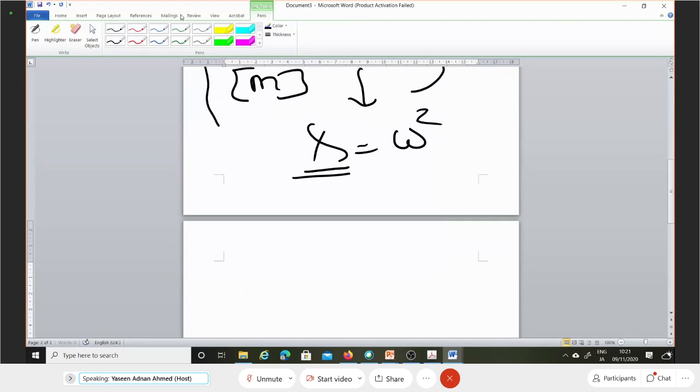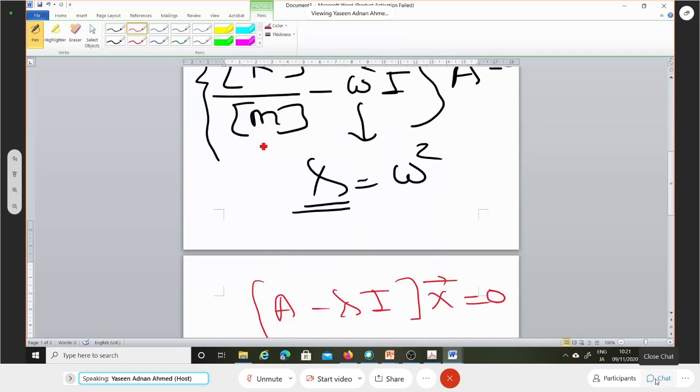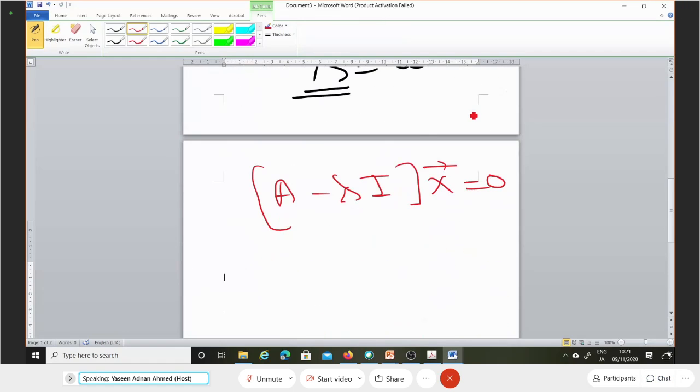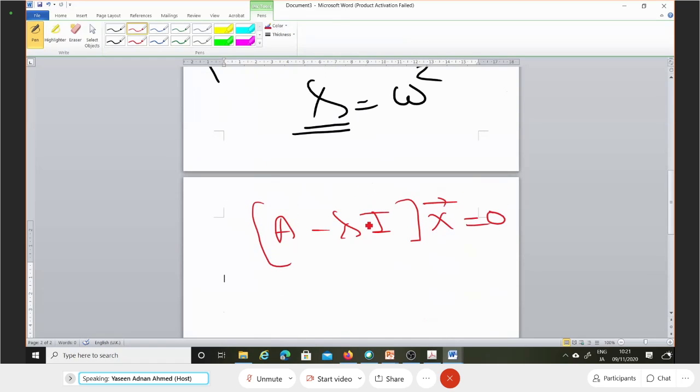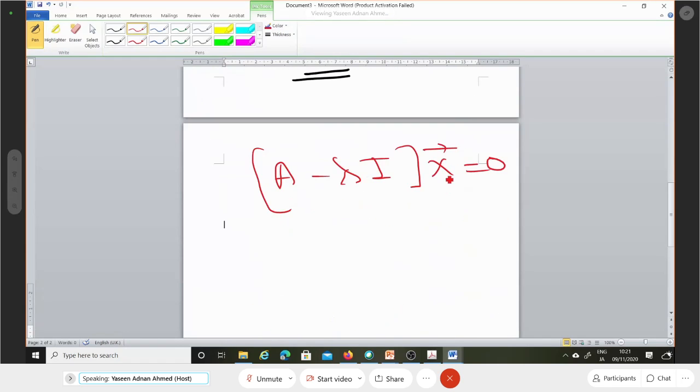They say that if you have the matrix in this way, A minus lambda I, times X, should be 0. So don't be confused with X and A. In this case, A means the K by M matrix, and in this case, X means the A vector. It depends on the situation. Just focus on the matrix A. Lambda is the eigenvalue, and I is the identity matrix, multiplied by some unknown vector. In this case, the unknown vector is A; in this case, the unknown vector is X.